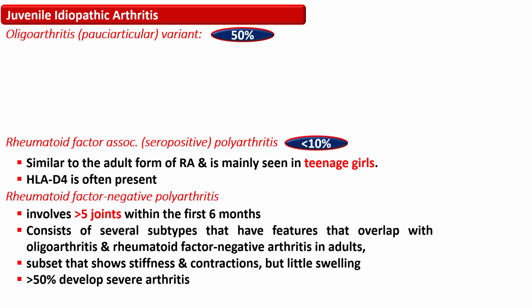Rheumatoid factor negative polyarthritis also affects less than 10% of the people. It affects more than 5 joints within the first 6 months, and it consists of several subtypes that have features that overlap with oligoarthritis and rheumatoid factor negative arthritis in adults, and there is a subset that shows stiffness and contraction but little swelling. More than 50% of these people who develop rheumatoid factor negative polyarthritis develop a serious, severe type of arthritis.